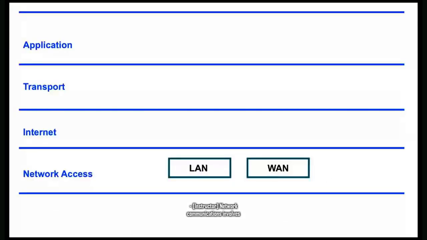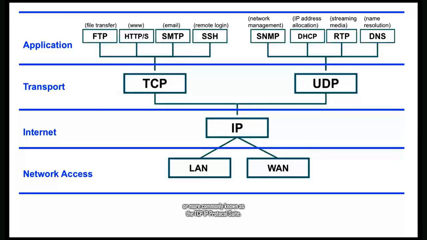Network communications involves a suite of protocols known as the Internet Protocol Suite, or more commonly known as the TCP/IP Protocol Suite. This protocol suite includes all the protocols used in various aspects of end-to-end network communications, including addressing, routing, and reliability. The TCP/IP protocol suite is also a conceptual model that classifies and organizes the various protocols into four different layers: network access, internet, transport, and application.